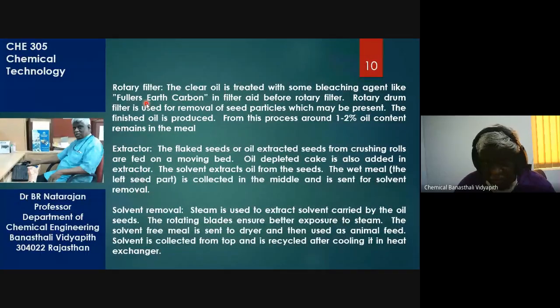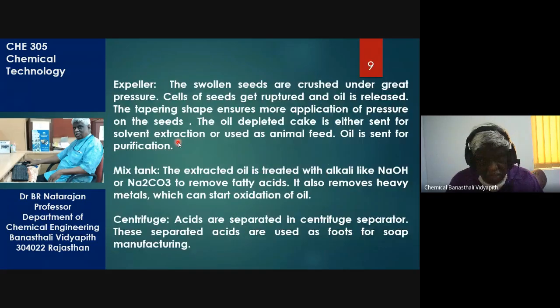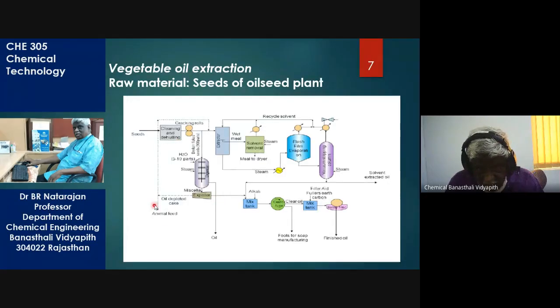Then comes the rotary filter. The clear oil is treated with some bleaching agent like fuller's earth or activated carbon in filter aid before the rotary filter. The rotary drum filter is used for removal of seed particles which may be present. The finished oil is produced thus, and from this process around 1 to 2% oil content remains in the meal. That is in this meal, right?